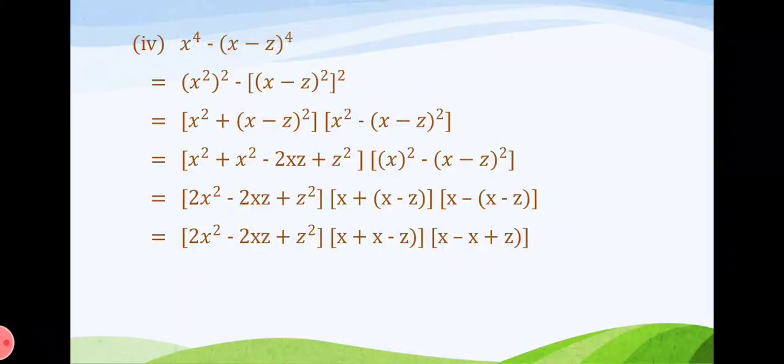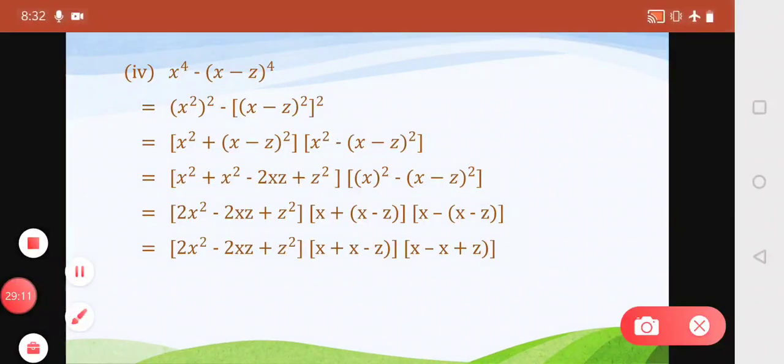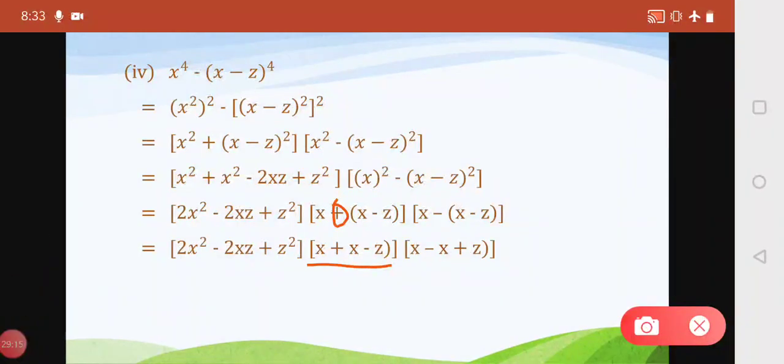That is, in the first bracket no change, 2x square minus 2xz plus z square. Now for the second, when we open the bracket and the plus sign is there, there will be no change, so we will write x plus x minus z. As there is a plus sign before the bracket, no change will be there in the signs inside the bracket, so we write it as it is.